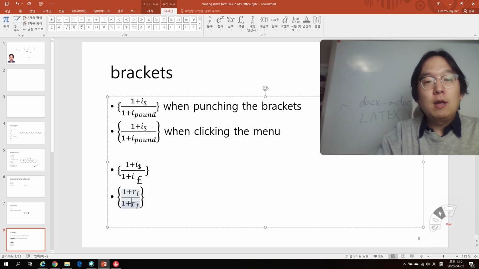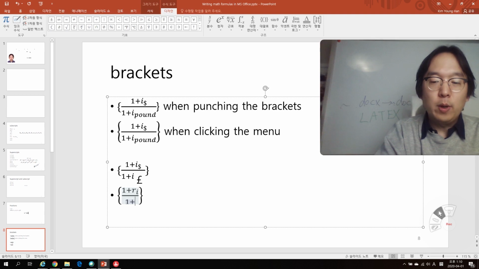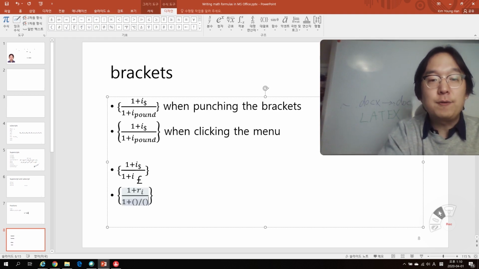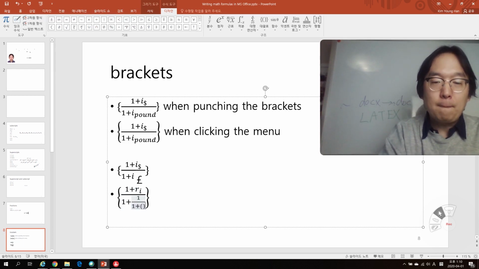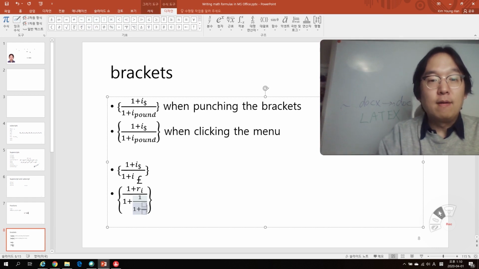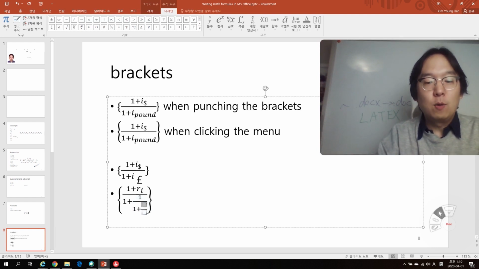And then another thing you can think about is, well, if you create a fraction of fractions, right? And there 1 plus, again, right? 1 over 1 plus.